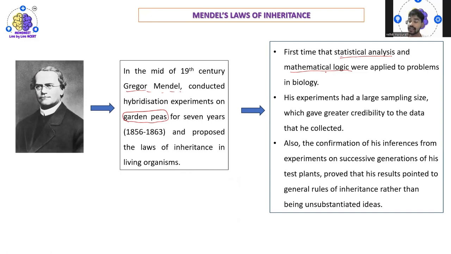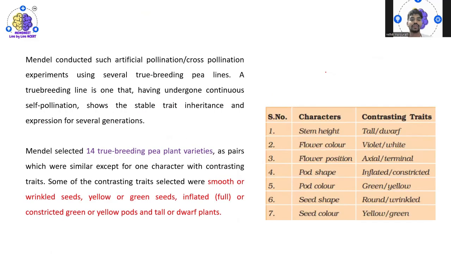From one generation to the other generation, he confirmed whether the result was coming the same or not, and that proved his result pointed to general rules, that is, rules of inheritance, rather than being an unsubstantiated idea. Okay, so what are all the things that came with it?